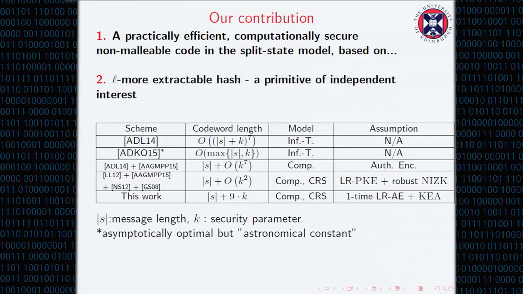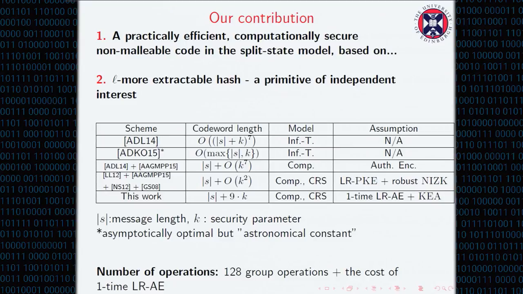So what we do is that we kill public key encryption and substitute it with authenticated symmetric encryption, and we kill the NIZK proof, the non-interactive zero knowledge proof, and substitute it with our extractable hash. So we achieve optimal codeword length using, of course, the knowledge of exponent assumption, which is a strong assumption. The number of operations in our encoding and decoding procedures is 128 group operations, independently of the message length, plus the cost of one-time leakage-resilient authenticated encryption, which can be very, very efficient.